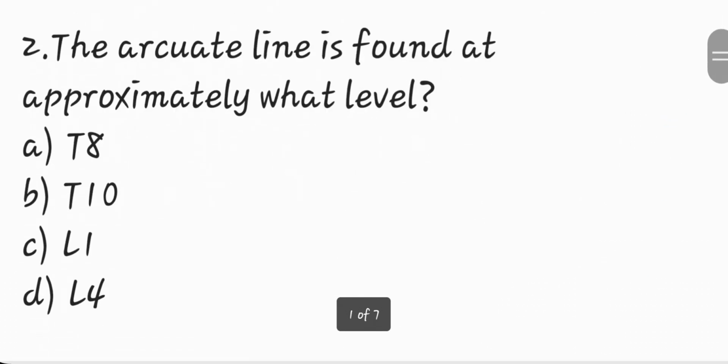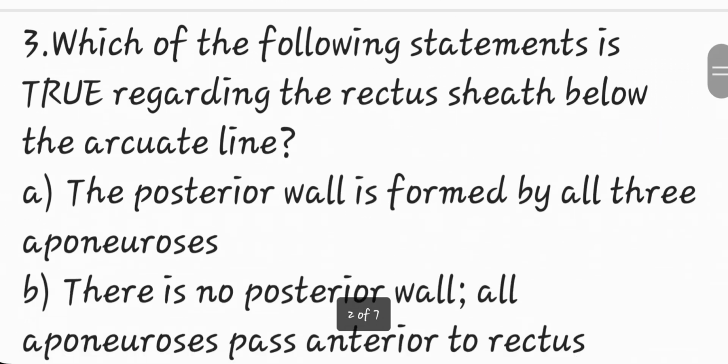Coming to the second question, the arcuate line is found at approximately what level? It's obviously L1. Okay. Which of the following statements is true regarding the rectus sheath below the arcuate line? Below the arcuate line, the anterior wall is formed by all three muscles' aponeuroses, whereas the posterior wall does not have the aponeurosis. Instead, it is directly related to the transversalis fascia and the peritoneum.